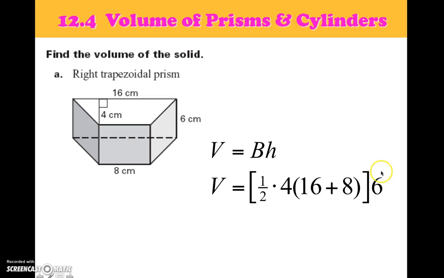The height of the prism, 6. Again, just if you can get those and plug those in. So all of this part represents that capital B. That's the area of the base. 6 is the height. And then we get 288 cubic centimeters. Okay, we're talking about volume. So we have just switched from square to cubed.